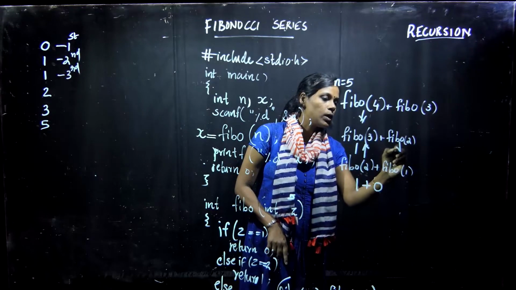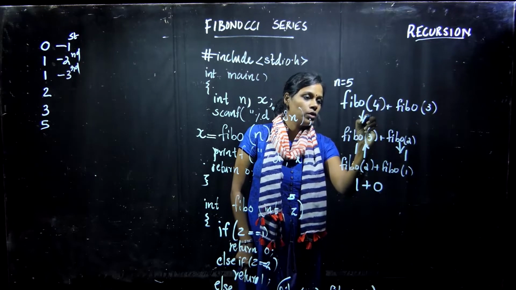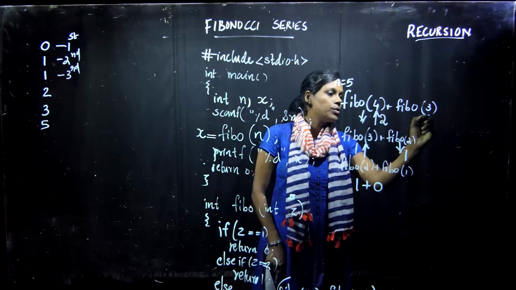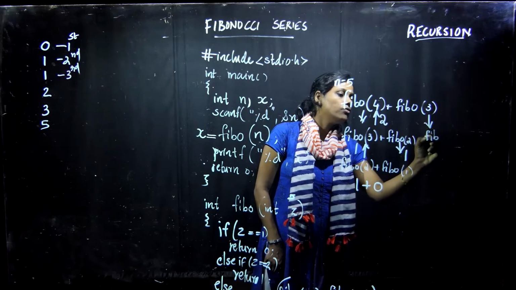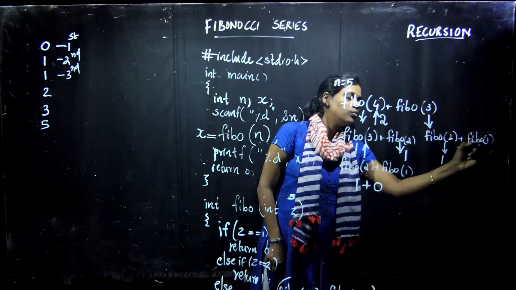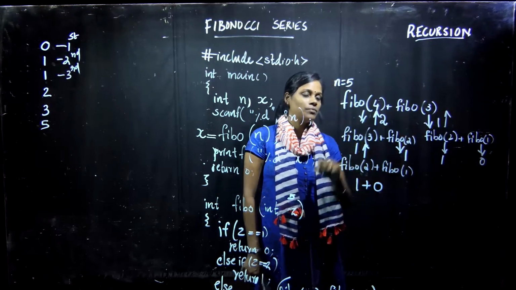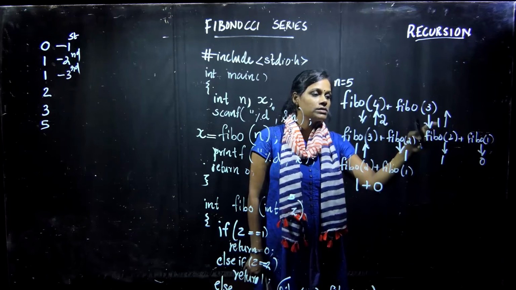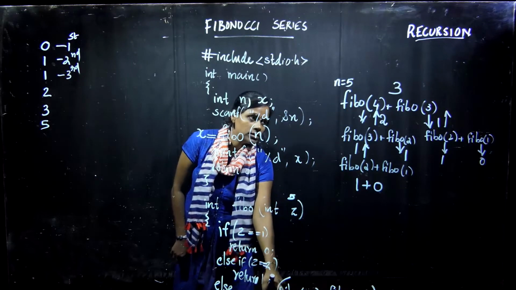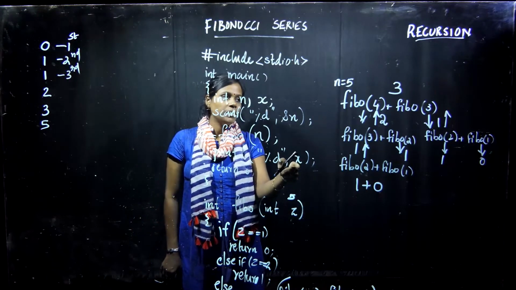Now the compiler executes this one. So what is fib of 2? It is 1. So 1 plus 1, which is 2, is returned to fib of 4. So fib of 4 has the value 2. Now fib of 3 has to be executed. So fib of 2 plus fib of 1. Fib of 2 has the value 1 and fib of 1 has the value 0. 1 plus 0 is 1, which is returned to fib of 3. So fib of 4 has the value 2, fib of 3 has the value 1. So 2 plus 1 is 3. That value 3 is returned, received by the variable x, and displayed on the screen.